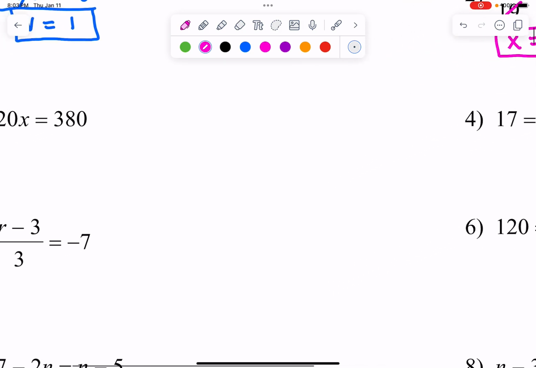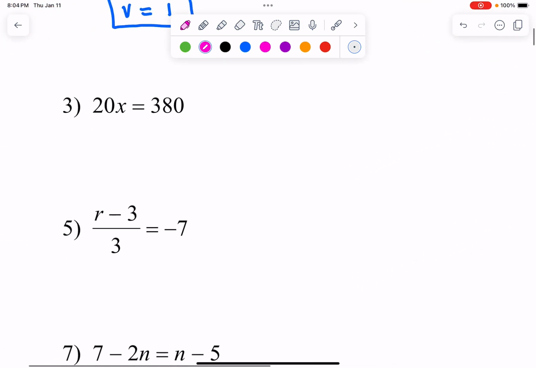Moving on to number 3. Now we have 20 times x is equal to 380. The opposite of multiplication is division. So we're going to divide both sides by 20. And once again, we're going to use our calculator. 380 divided by 20 gives us an answer of x is equal to 19.